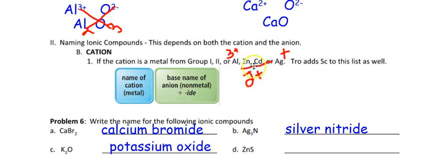Zinc is an always, always. It's up here in this list. Know that, memorize that. So zinc is always, always 2+. Sulfur is all by itself, so it is zinc sulfide. Okay, now the fun begins. Let's check out the next section.